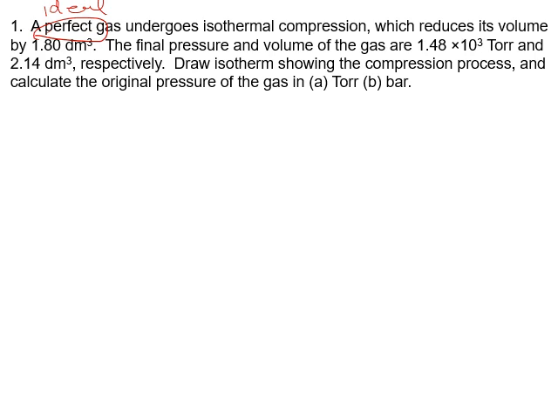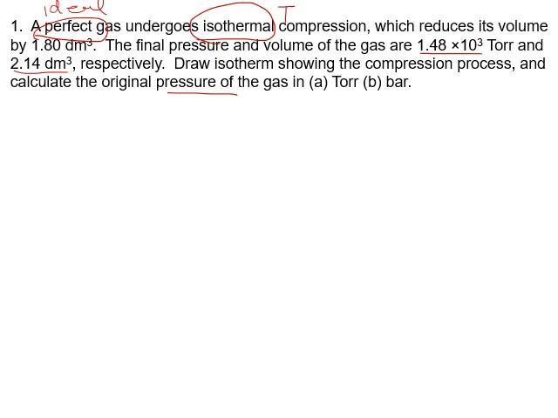Undergo isothermal compression. Isothermal means temperature is constant, which reduces volume by 1.8, and the final pressure and temperature are all given. It asks you to calculate the original pressure.